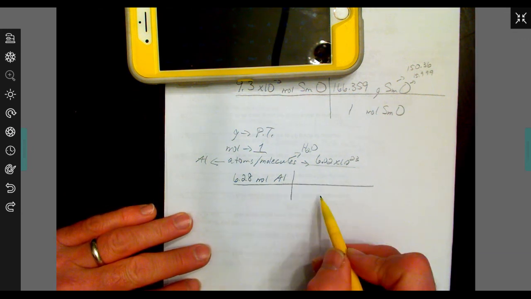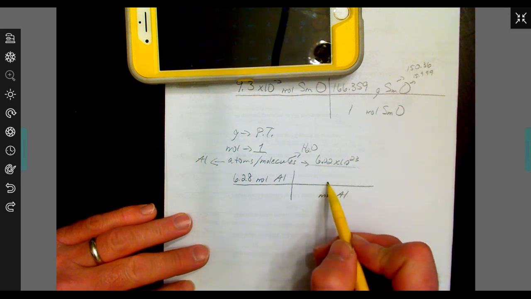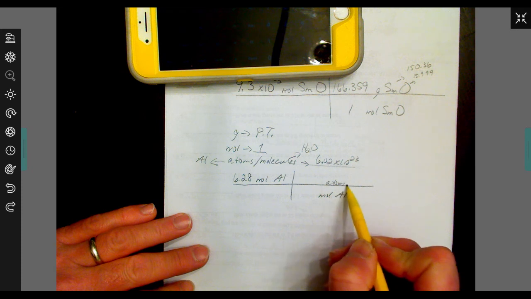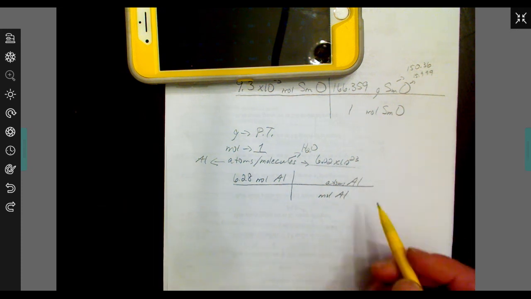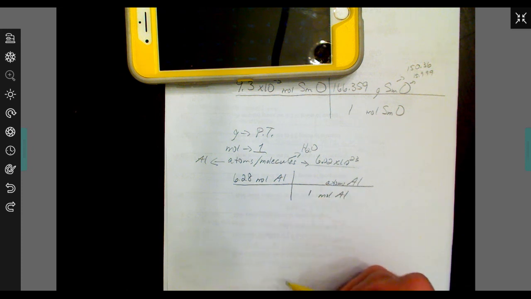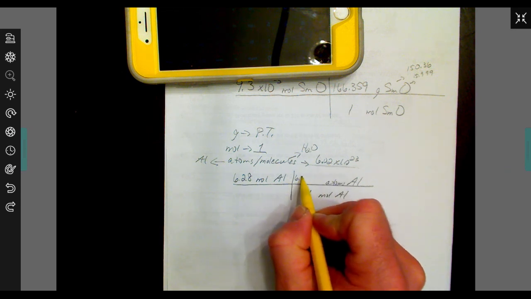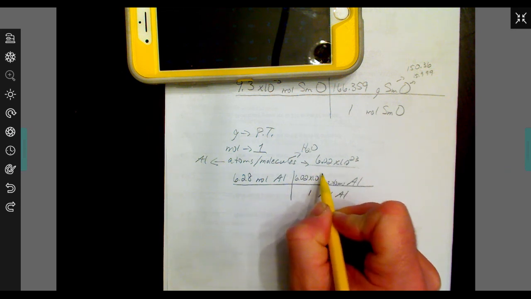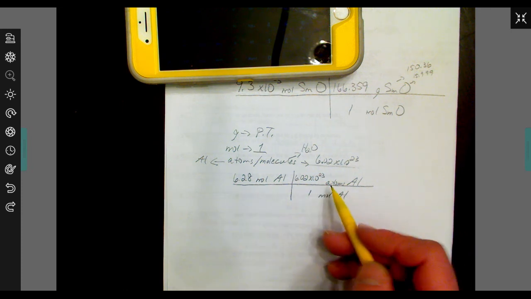This says mole aluminum, so I copy and paste mole aluminum. And then I just go to atoms of aluminum. So I don't even have to go to the periodic table because I don't need the mass. I plug in my values. What goes in front of mole? 1. What goes in front of atoms? 6.02 times 10 to the 23rd. And then we just multiply.